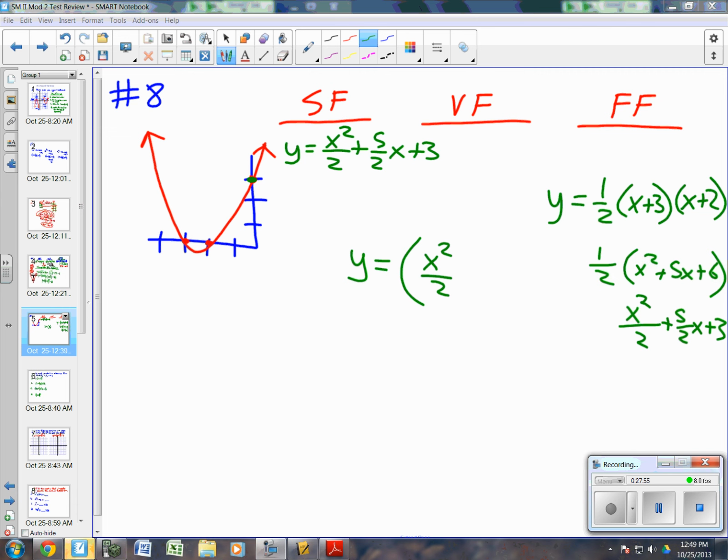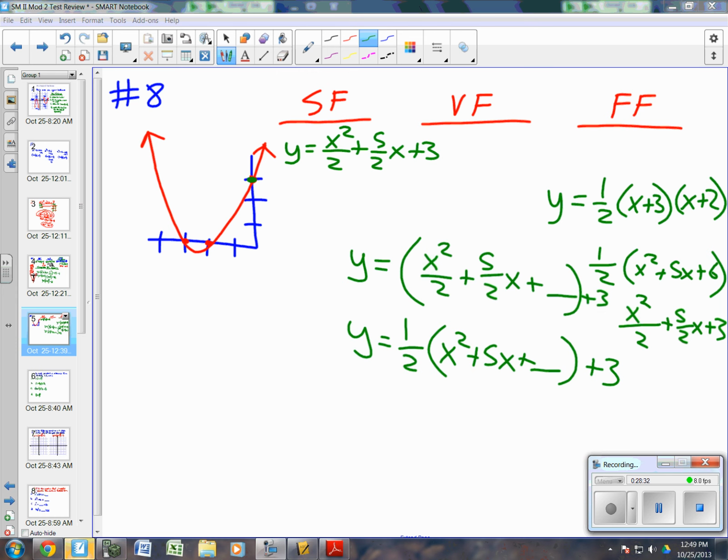X squared over 2 plus 5/2 x plus, leave a gap, and then plus the 3, right? Remember, in completing the square, we got to complete the square. Here's the problem. We have a 1/2 right there. We don't like to have fractions. What we're going to do is factor a 1/2 out of this. So we're going to have 1/2 times x squared plus 5x plus the blank plus 3.